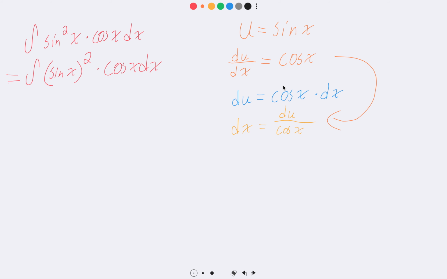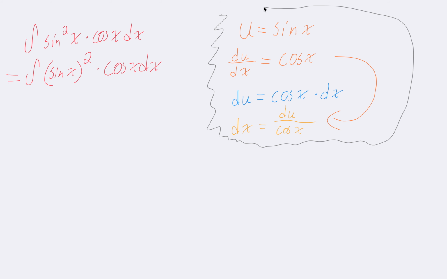We multiplied by dx on both sides, and then we divided by cosine x, sorry, which gave us that dx equals du over cosine of x. So I'm going to do this in gray. This is our box of u-sub. This is our box of u-substitution.